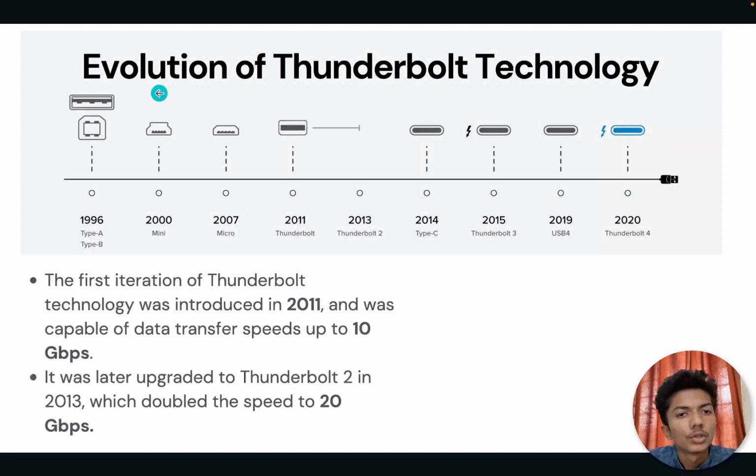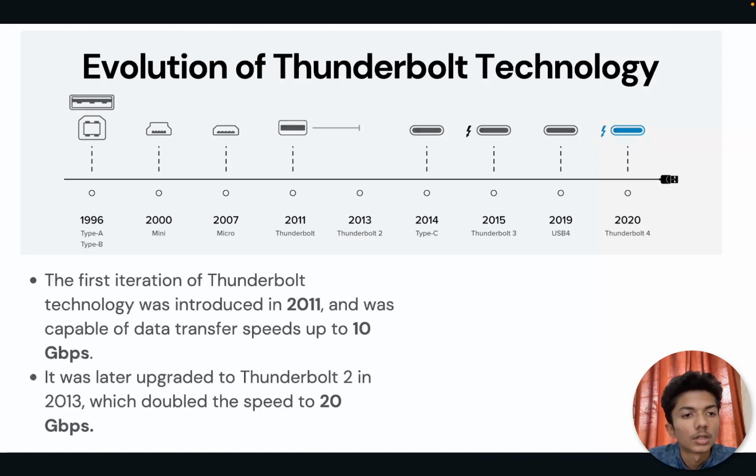Talking of the evolution of Thunderbolt technology, the first iteration was introduced in 2011 and was capable of data transfer speeds up to 10 gigabits per second. It was later upgraded to Thunderbolt 2 in 2013, which doubled the speed to 20 Gbps.